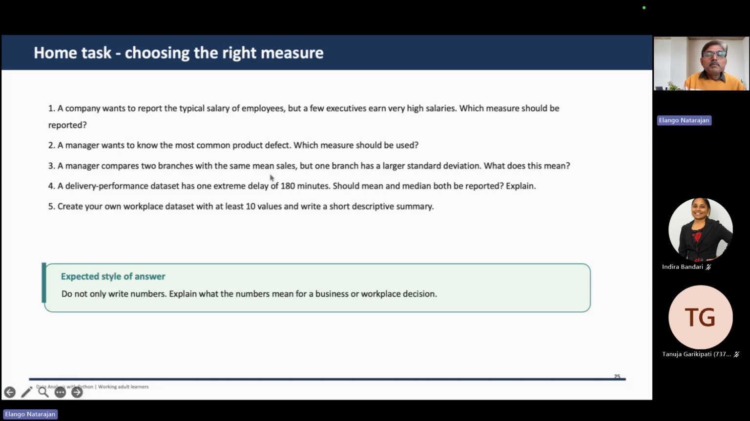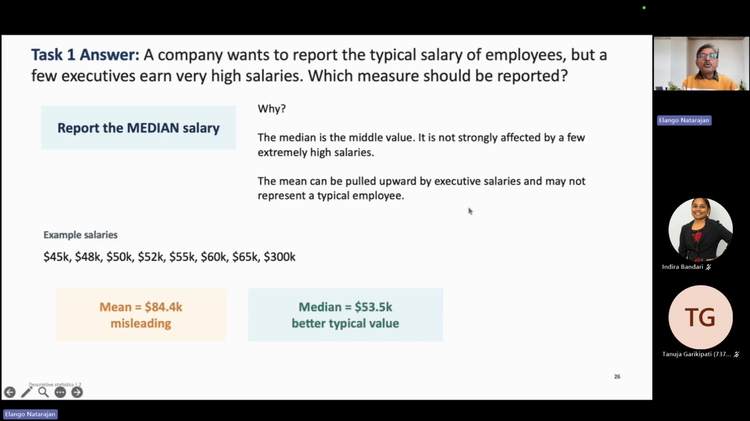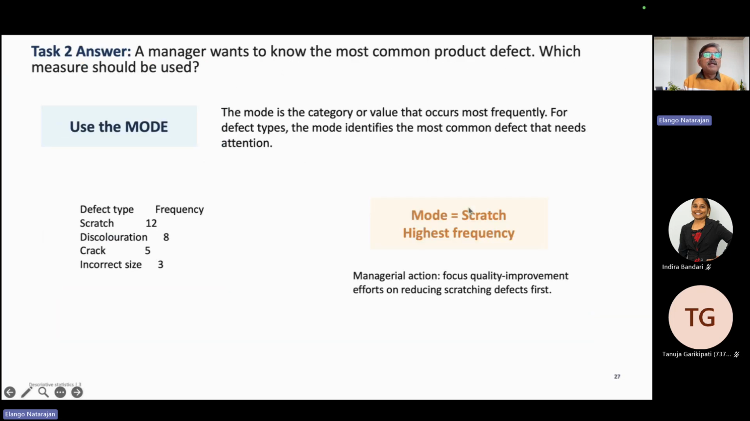Actually, 180 minutes of delay is a number. It could be 30 minutes or 40 minutes or 60 minutes, it doesn't matter, but they are numbers. So you can work with mean and median, both are okay. But see that one particular day it is 180 minutes. That means it is exceeding. It's an outlier. So in that case median is better to represent. So you can use either mean or median.